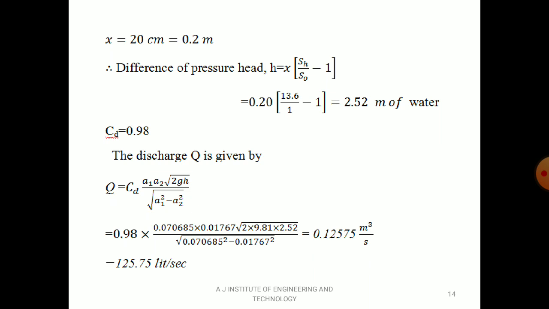So Q equal to 0.98 into 0.070685 into 0.01767 into square root of 2 into 9.81 into 2.52 divided by square root of 0.070685 square minus 0.01767 square. So that is equal to 0.12575 meter cube per second. So you can convert to liter per second as well. So just multiply by 10 to the power 3. So 125.75 liter per second.